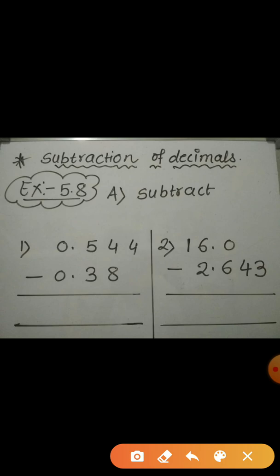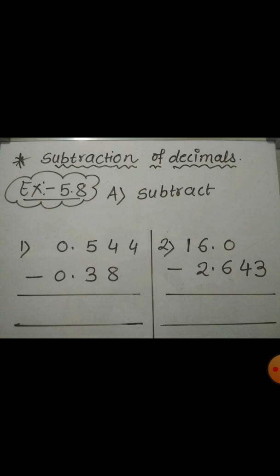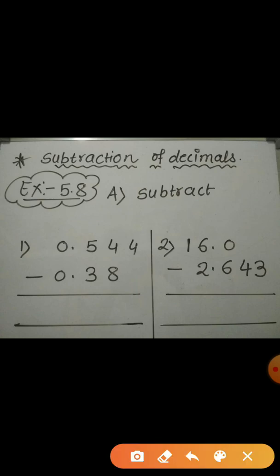Likewise, we can subtract the two decimal numbers given in exercise 5.8 in question number A. See the first example. Here we have to subtract the decimal number 0.38 from the decimal number 0.544. But these decimals are unlike decimals. So first we convert them into like decimals. So here I am going to put 0 at the end of the second decimal number to make them like decimals. And now I am going to subtract.